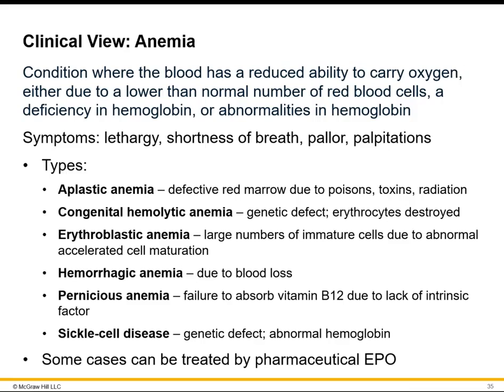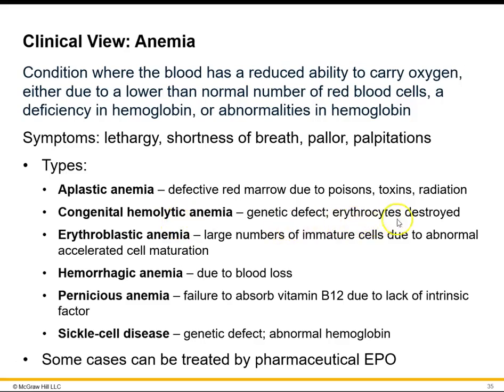There are many types of anemia. Here are just a few. So there's aplastic anemia. This is going to be some problem in the red bone marrow, okay? The red bone marrow cannot make the red blood cells like it should. And sometimes this is due to poisons. Some drugs can cause this, and radiation can even cause it. There's congenital hemolytic anemia. A hemolytic anemia is any anemia where the red blood cells are being lysed or broken down, broken apart. Okay, so hemolytic.